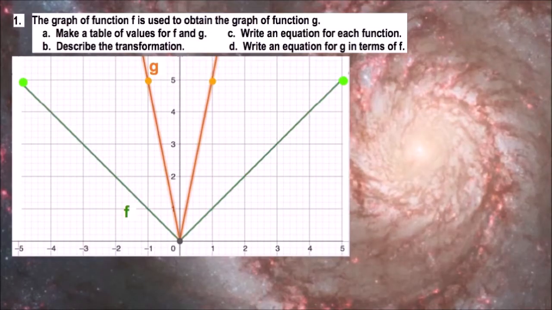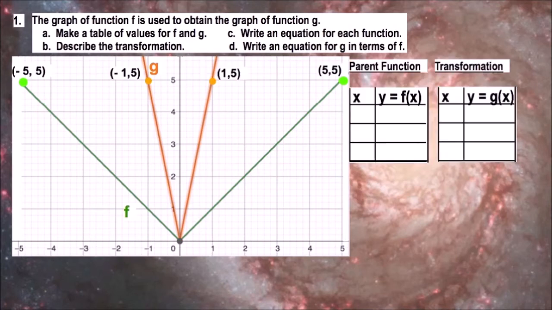Question 1. The graph of function f is used to obtain the graph of function g. A. Make a table of values for f and g. Parent function and transformation tables are constructed as follows. For the parent function, x equals 0, y equals 0, x equals 5, y equals 5, x equals negative 5, y equals 5. For the transformation, x equals 0, y equals 0, x equals 1, y equals 5, x equals negative 1, and y equals 5.